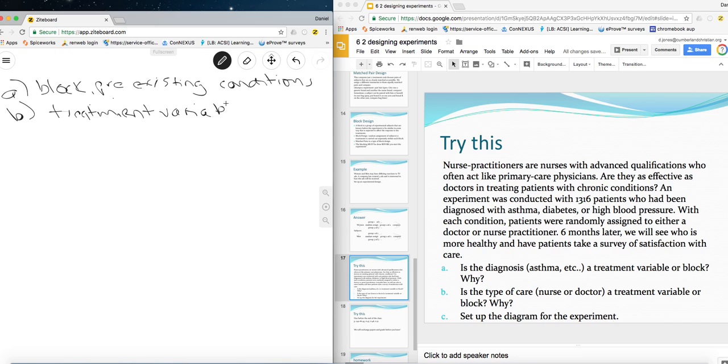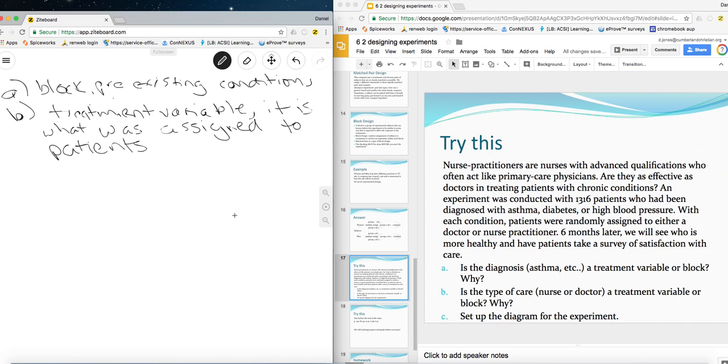And why is it a treatment variable? Because it is what was assigned to the patients.